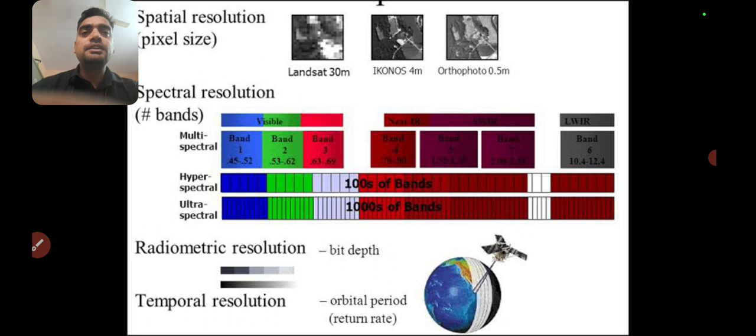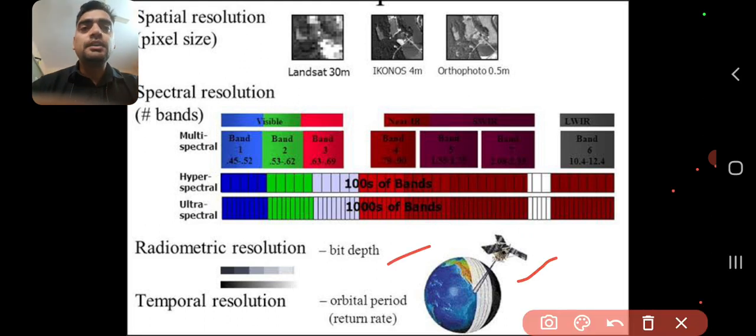Like here you can see in this example, the hyperspectral can work in hundreds of bands. If it's the ultra spectral, it can work in thousands of bands. So the ultra spectral sensor has more spectral resolution than the hyperspectral. Working in different bands is the ability of the sensor which will increase its spectral resolution.